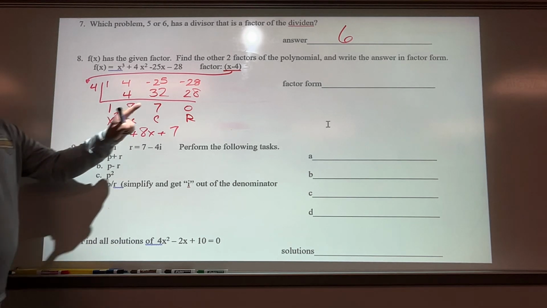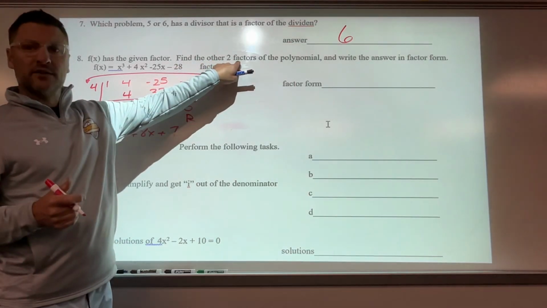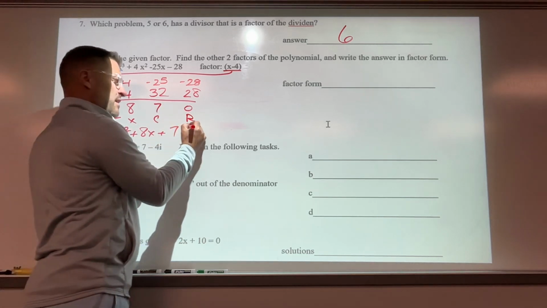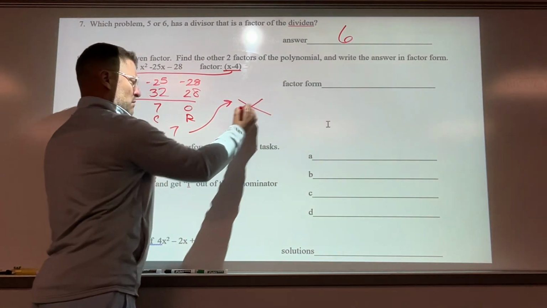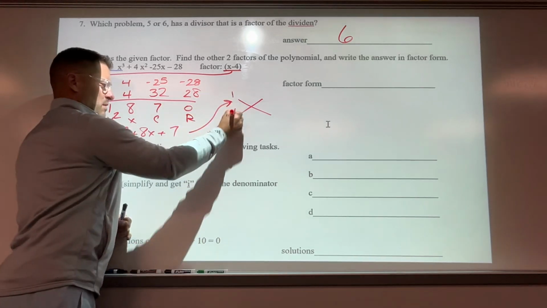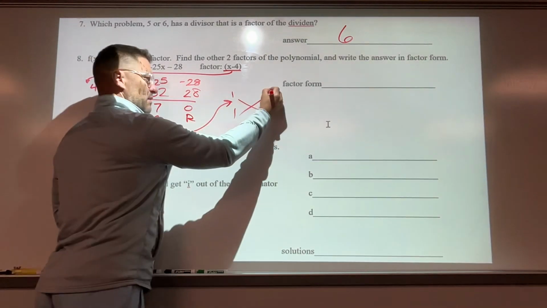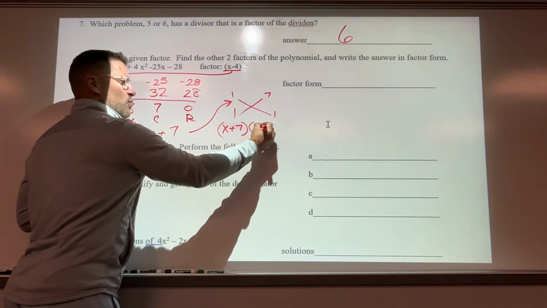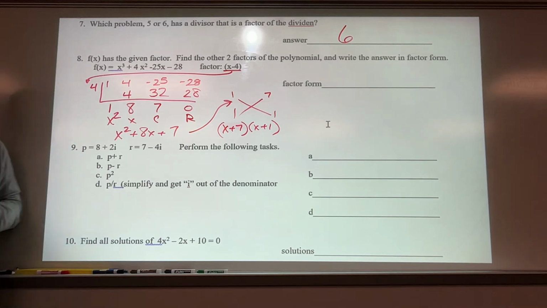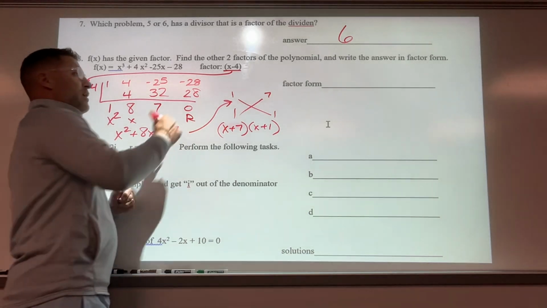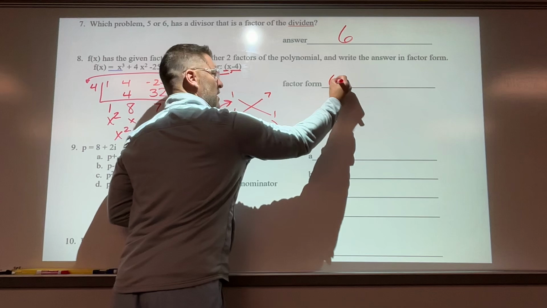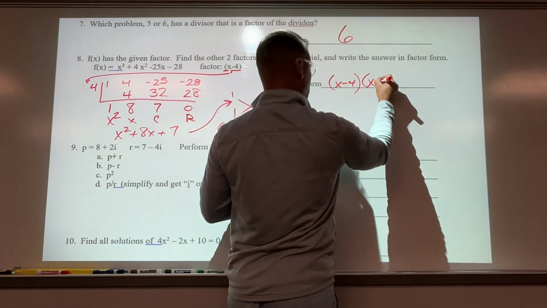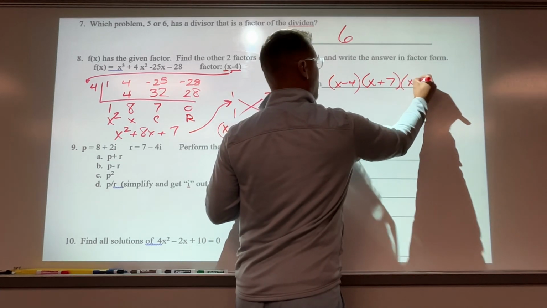And really what this wants is to find the other two factors. This is one quadratic factor, and I need two factors, so I can x-wing it. 1 times 7 is 7, and 7 and 1 add to 8. It looks like x plus 7 and x plus 1 are my other two factors. It wants me to write the answer in factor form, so I'll take my original, x minus 4, and my two new ones, x plus 7 and x plus 1.